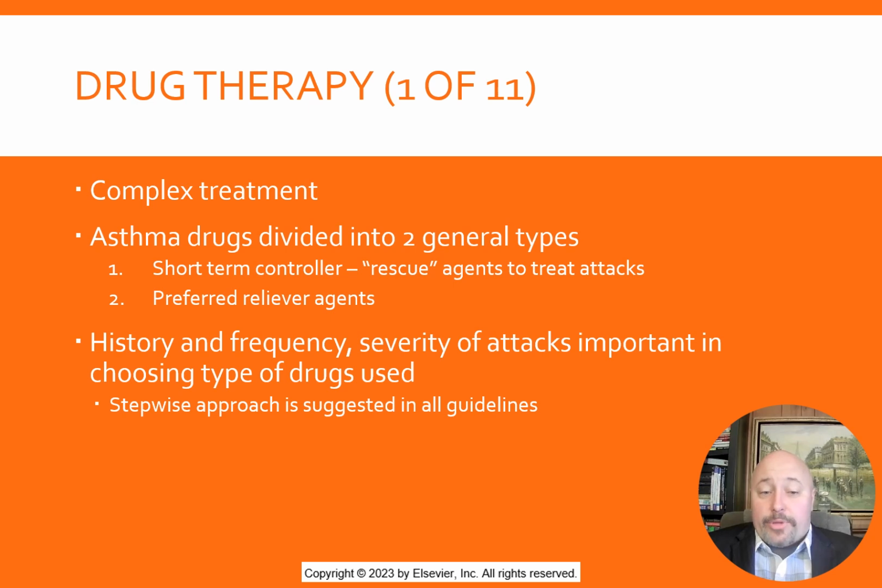It has a complex treatment, as asthma drugs are divided into two general types: short-term control or rescue agents to treat attacks, or the preferred reliever agents, that is prophylaxis to prevent attacks. Also, a history and frequency and severity of attacks is important in choosing the type of drugs used.